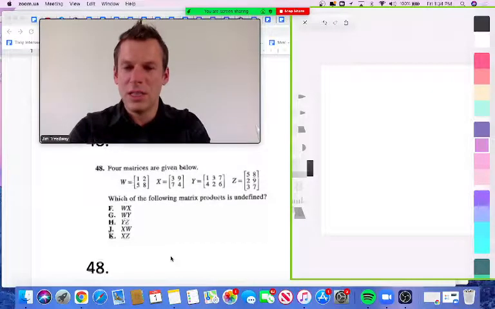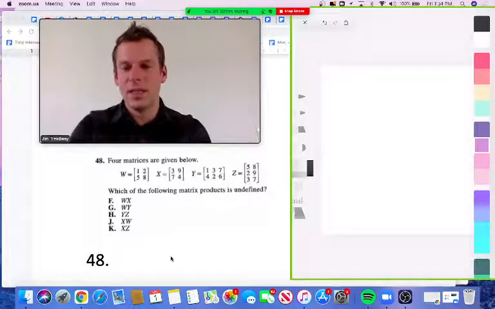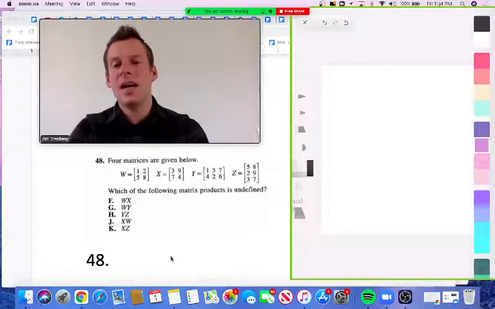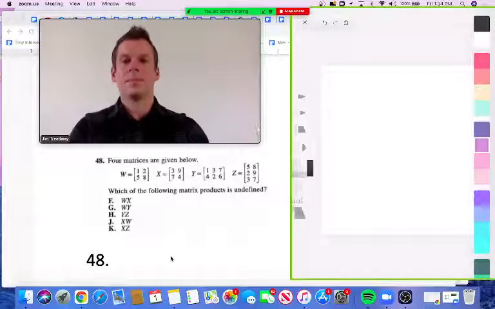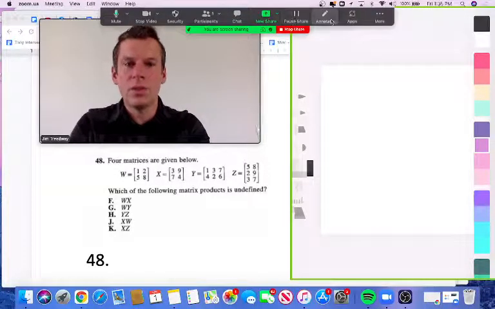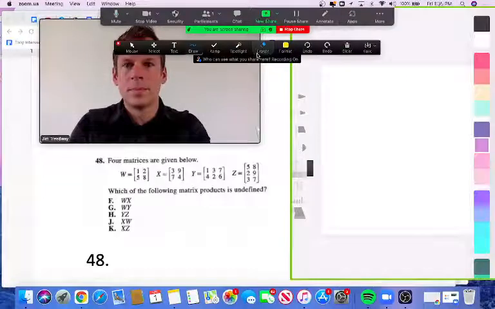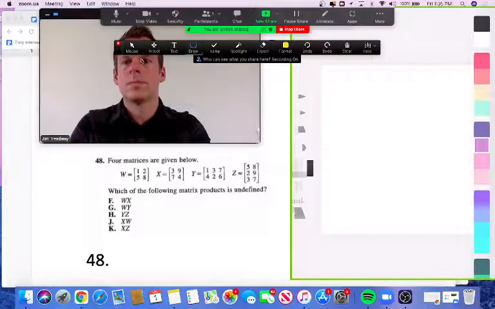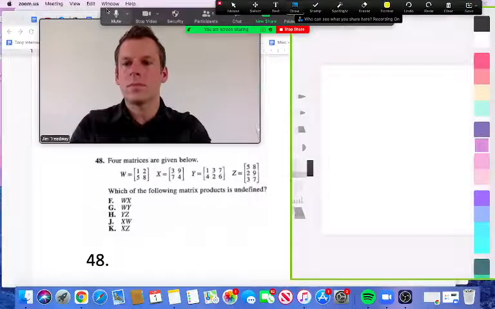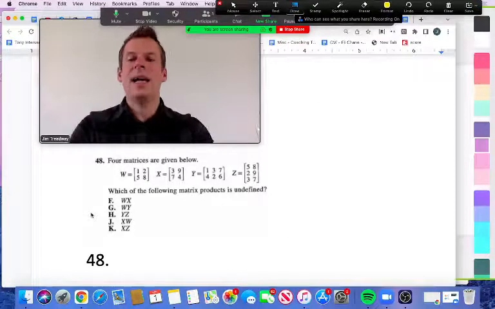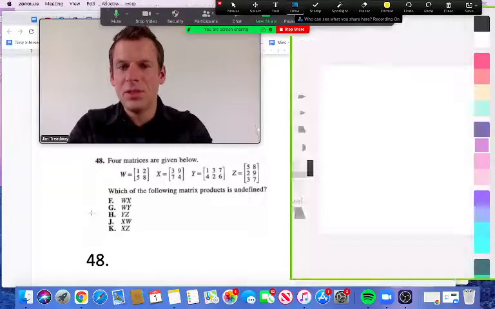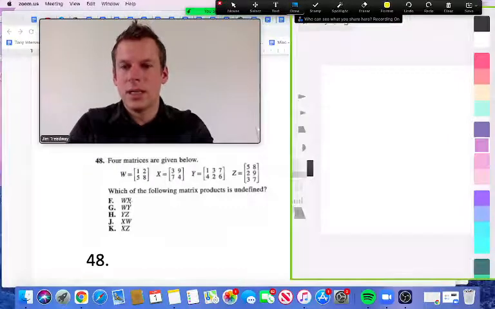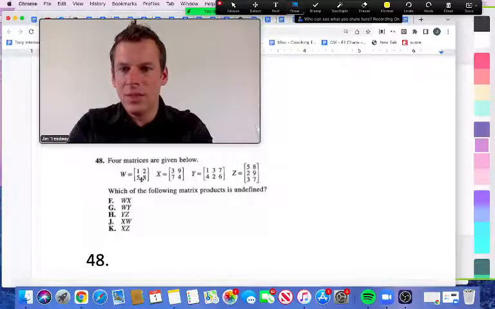So this is what question 48 is about here. They say which of the following matrix products is undefined. Let's go through this one by one. So answer choice F says WX. All right, so W times X. W, number of columns in the first matrix.